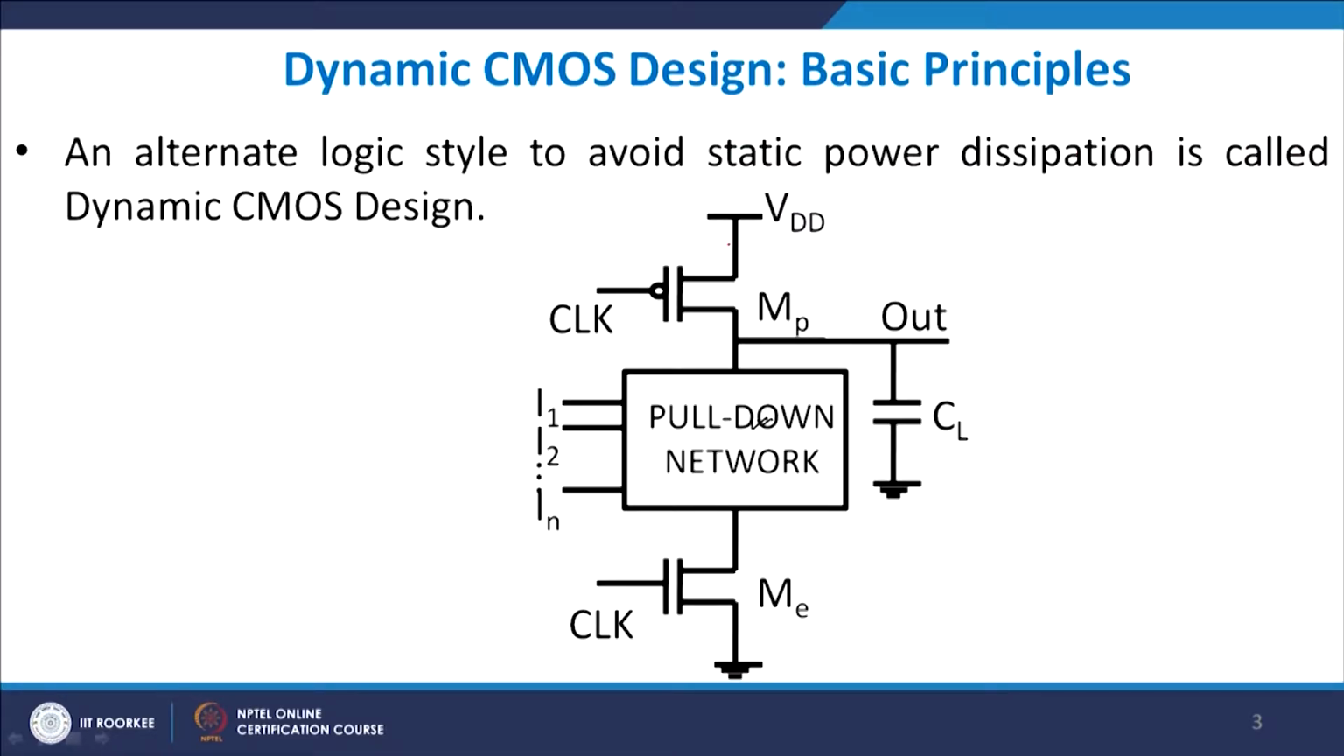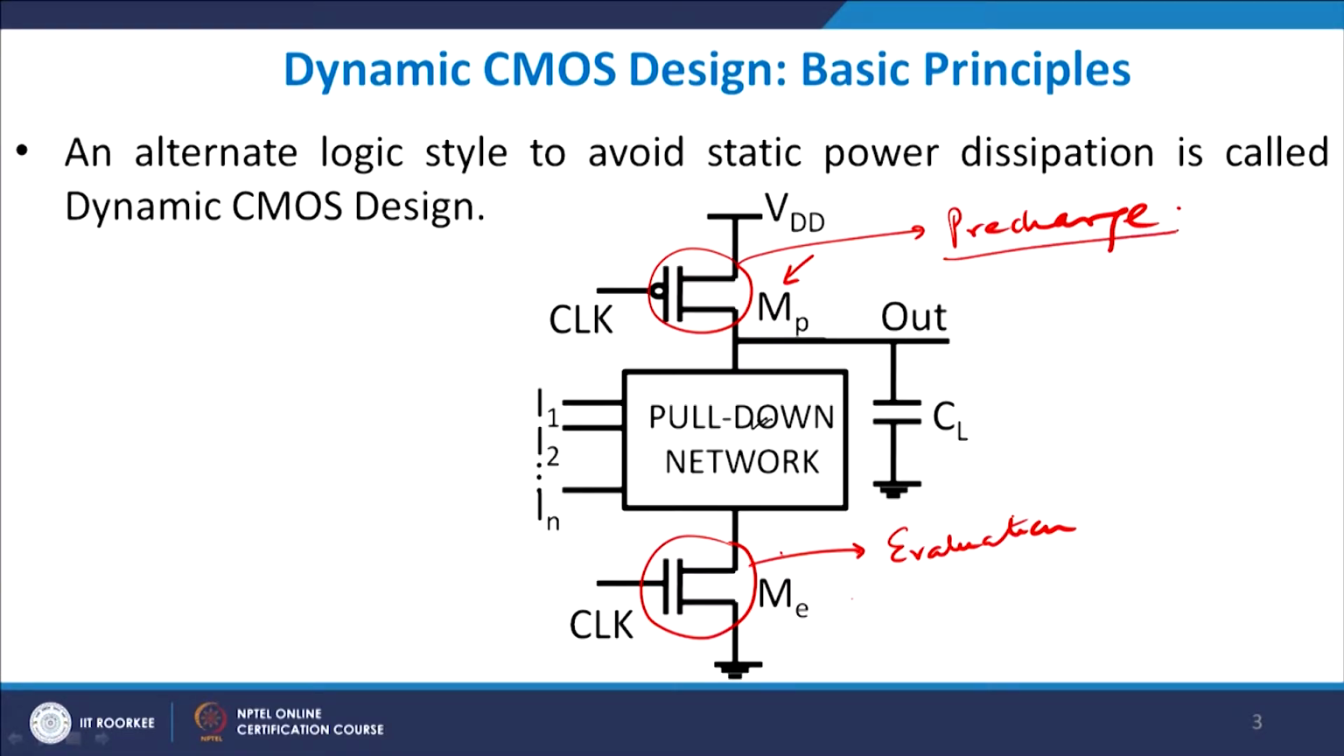In dynamic logic, you have one single pull up PMOS, just like a pseudo NMOS inverter, and you also have an evaluation transistor known as ME. This is an NMOS, also referred to as the evaluation transistor ME, and this is MP, also known as the precharge transistor. We will explain these terms individually later on. This black box is the pull down network with inputs I1 to IN, and the output is here with the load capacitance which you see.